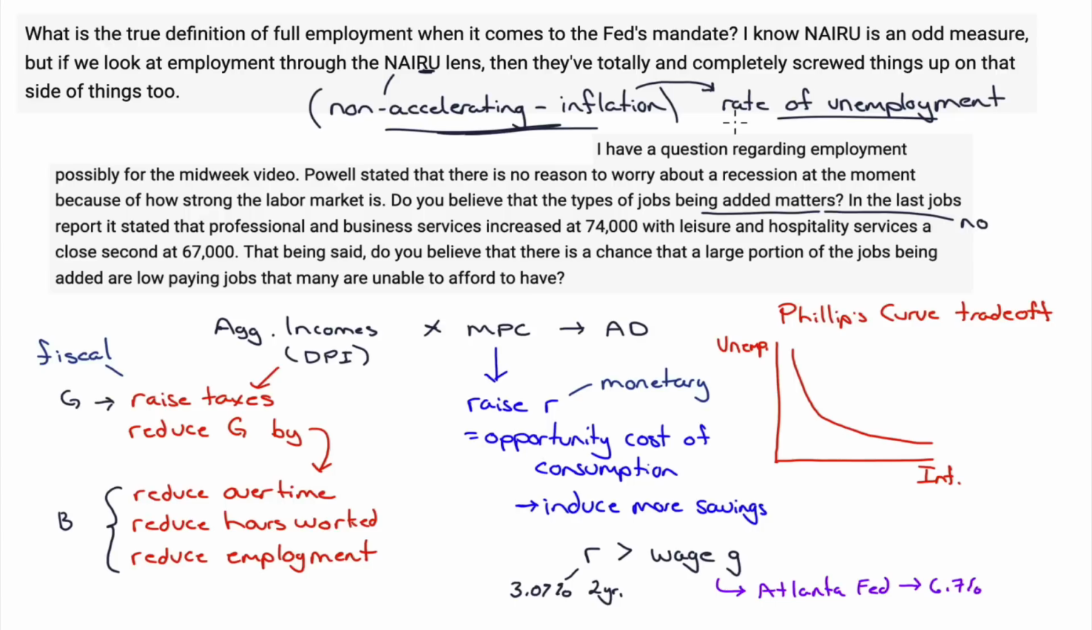Powell stated that there is no reason to worry about a recession at the moment because of how strong the labor market is. I agree with that statement. Do you believe that the type of jobs being added matters?